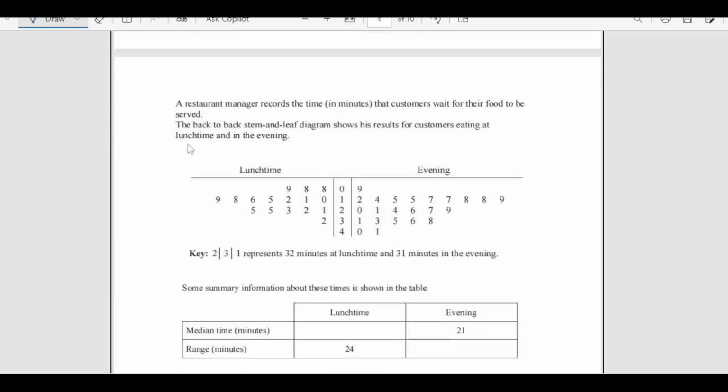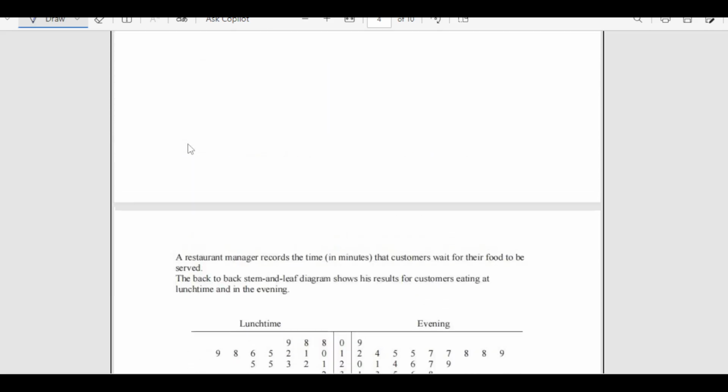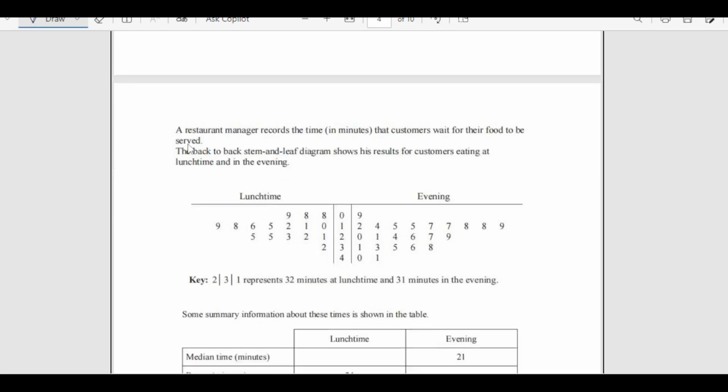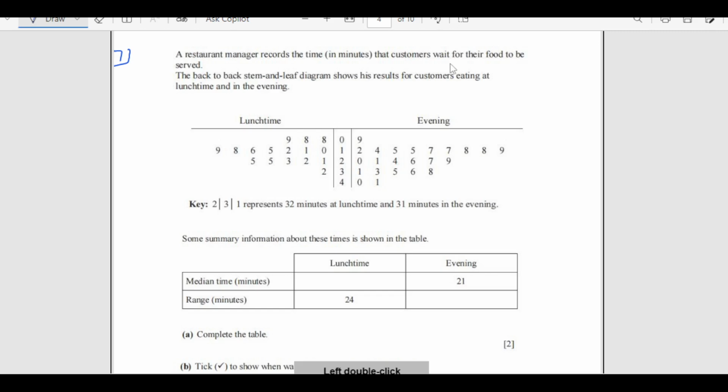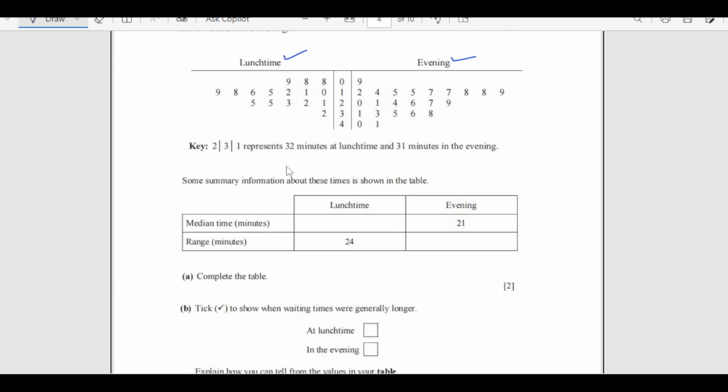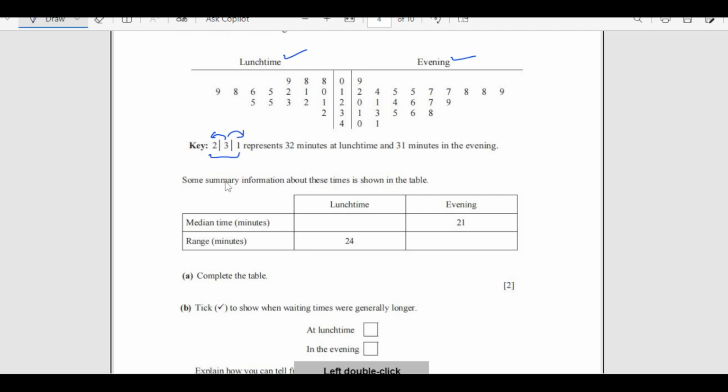Now next one we have here, this was number 6, let me number that 7. Question 7. A restaurant manager records the time in minutes that customers wait for their food to be served. The back-to-back stem and leaf diagram shows the results of customers eating at lunchtime and in the evening. So we have here lunchtime, here we have evening. This is the key. You all know that. So this 3 to this way, on the left hand side it means 32 and on the right hand side it means 31, right? So this is the key.